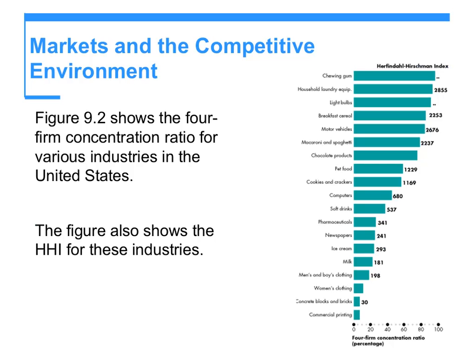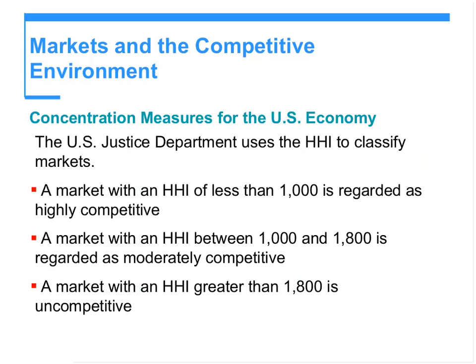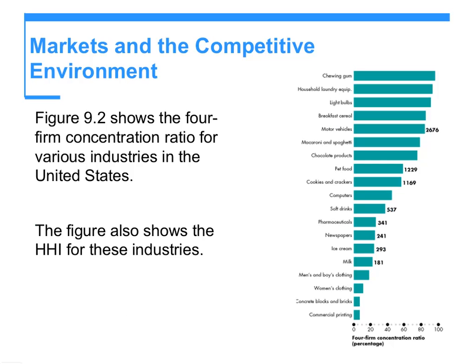If you look at the Herfindahl-Hirschman index also, you will see different values. For commercial printing it is 2230, 61, and it goes up. And from the previous slide, we said less than 1,000 is highly competitive, between 1,000 and 1,800 is moderately competitive, and more than that is not competitive. So here you can see which industries are highly competitive, which are not really, and so on.